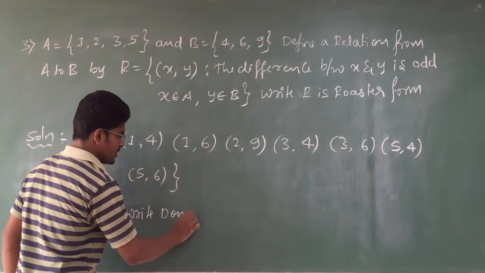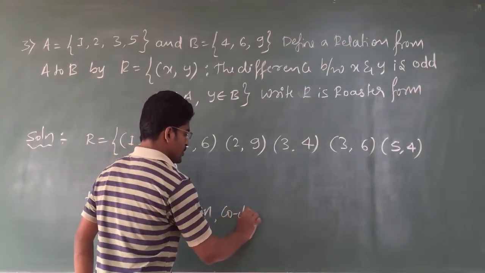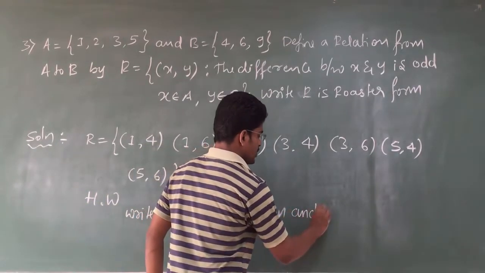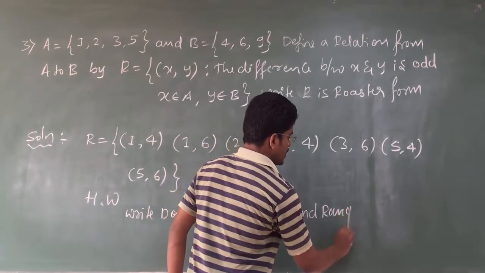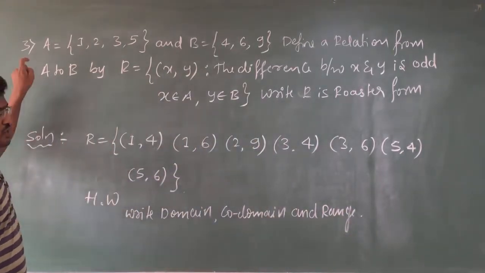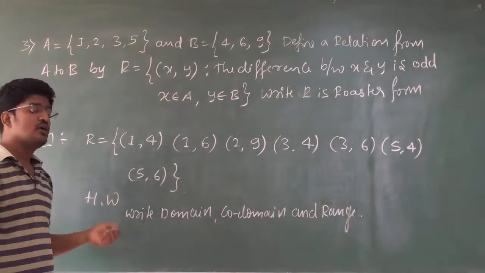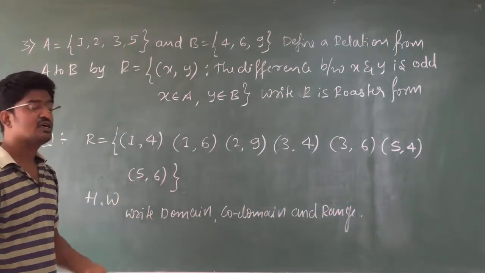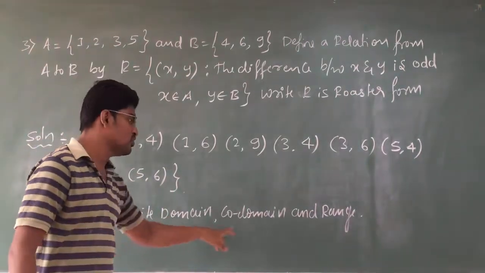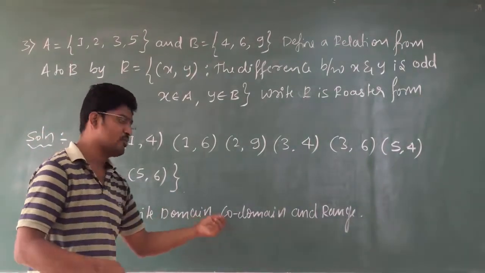domain, codomain and range. Right? Domain, codomain and range of the third question. It is not there in your textbook, it is not there in your question, but you try to write it, because if you know the knowledge, you can write domain, codomain and range. If you have understood the classes, you can write domain, codomain and range.